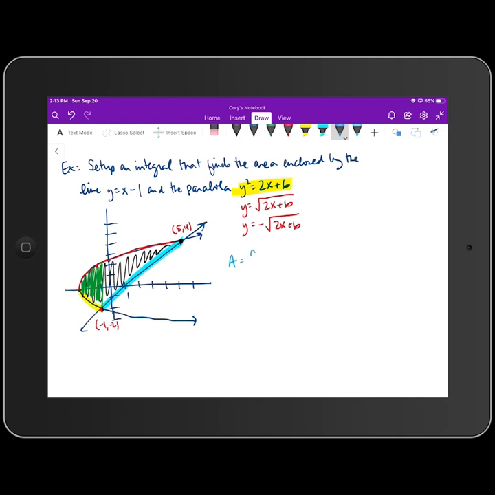So the area here, if we want to compute the area in green, again, we're doing this with respect to x. So the smallest x value that encloses that area is -3. The biggest x value that encloses that area is -1. And then we're going to take the function that bounds the area from above, which is the positive radical 2x plus 6, minus the function that bounds the area from below. So the function that bounds the area from below is the one that's highlighted in yellow, which is going to be the negative radical 2x plus 6.